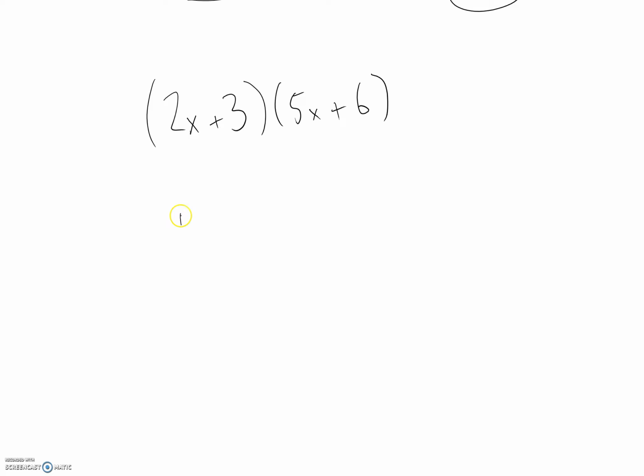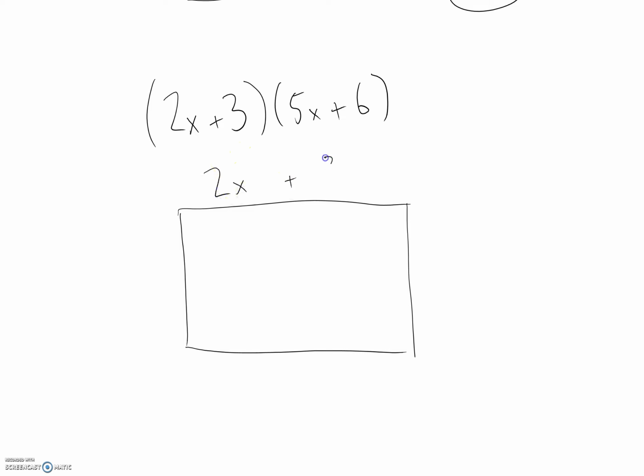So again, using our area model, I'm going to draw a rectangle. We're going to say that the base is 2x plus 3, and the height is 5x plus 6. And just like what we did earlier, I'm going to chop this off right here and say that the left side is 2x and the right side is 3. In a similar fashion, I'm going to cut horizontally and say that the top is 5x and the bottom is 6.